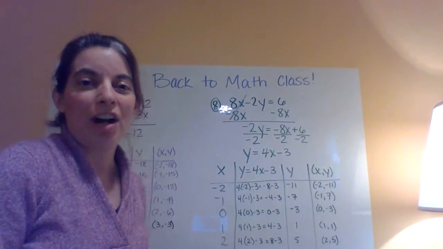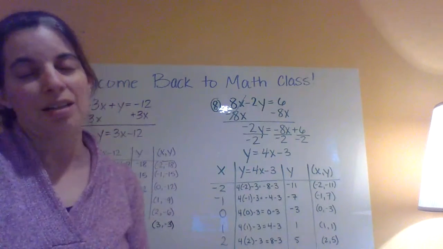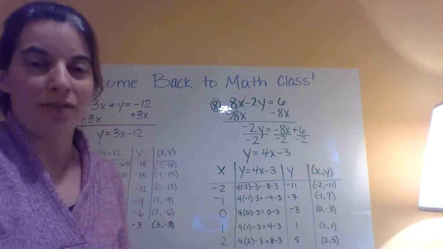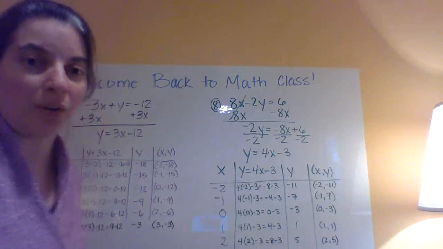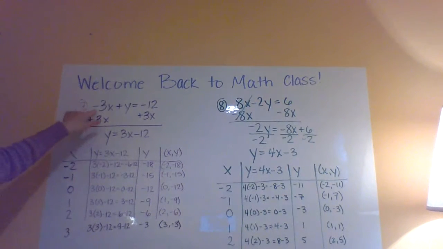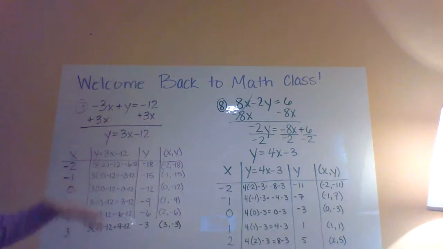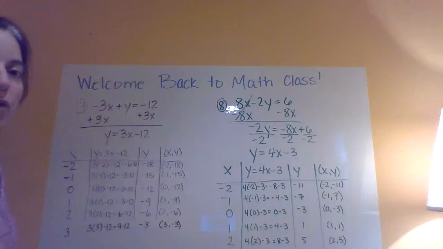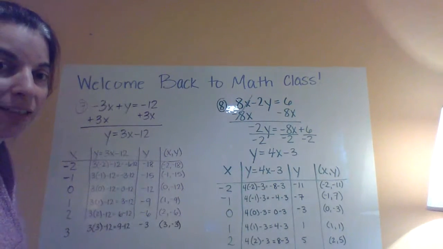Okay, so we're back for our last two problems on pages 7 and 8 for the first half of the Chapter 5 notes. So hopefully you took some time to work through them on your own. So you'll see over here, this is number 7. It was negative 3x plus y equals negative 12. We want to get y by itself. So we first start out by adding 3x to both sides.